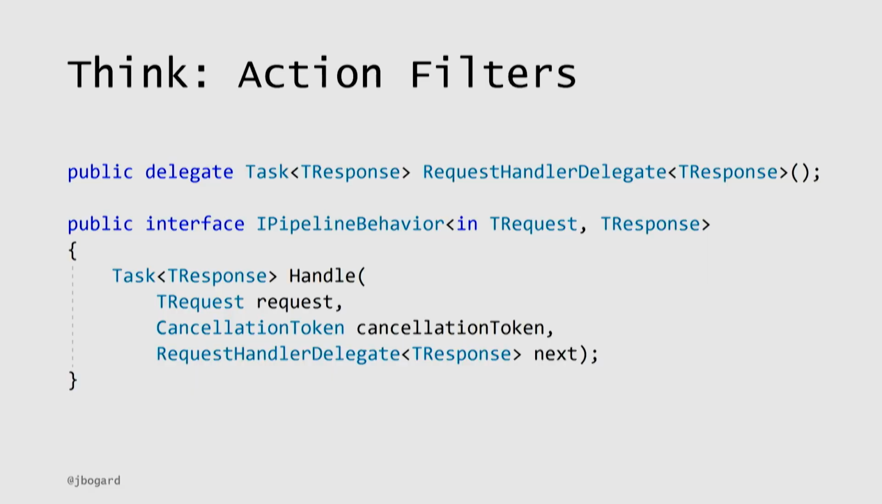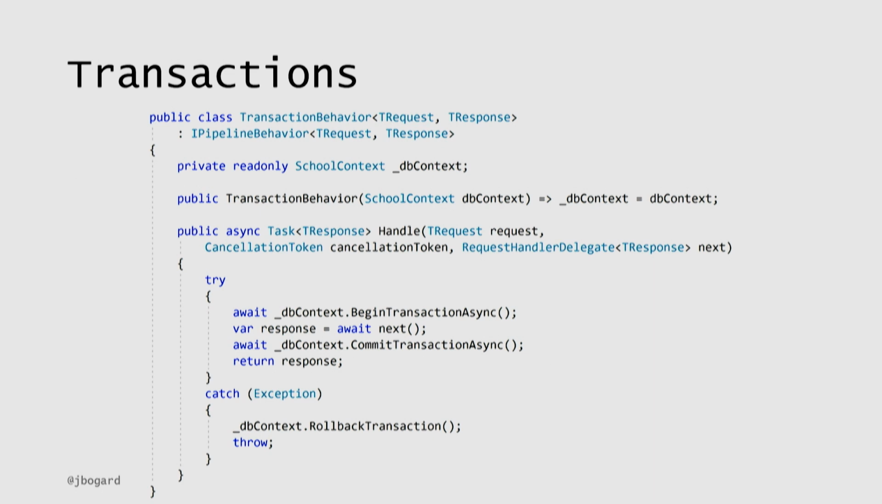So what do I typically use these kind of things for? One good example is to wrap all my handlers in transactions. So in this case, I've got a transaction behavior that wraps all of my handlers. And again, I'm passing in the request object, cancellation token because we have to do that in C#, and a delegate to execute the next action.